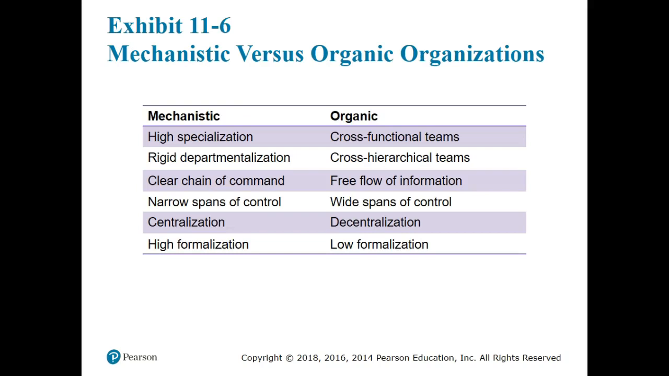So basic organizational design revolves around two organizational forms as described here in 11-6, and we just went over it. That's mechanistic and organic. With mechanistic, it's highly specialized, rigid departmentalization, clear chain of command, narrow spans of control, centralization, and high formalization. Sounds like the military, right? So organic: cross-functional teams, cross-hierarchical teams, free flow of information, wide spans of control, decentralization, and low formalization.